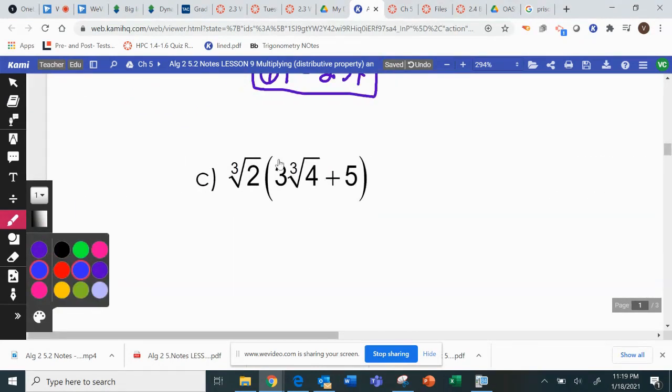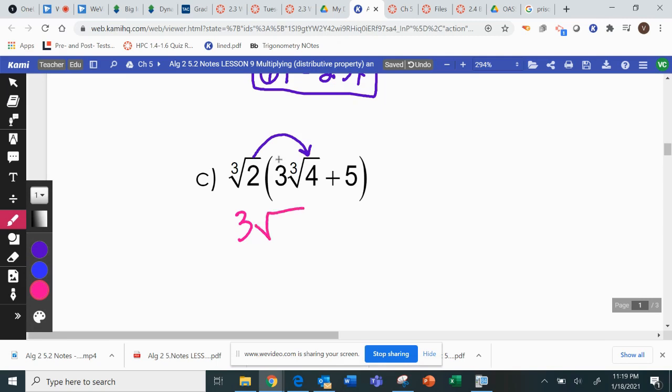Next one is just distributing. We can distribute and we can multiply radicals that have the same root. So both of these are cube roots. So I will have 3 times the cube root of 2 times 4 plus 5 cube root of 2. So make sure that I distribute it to both terms.